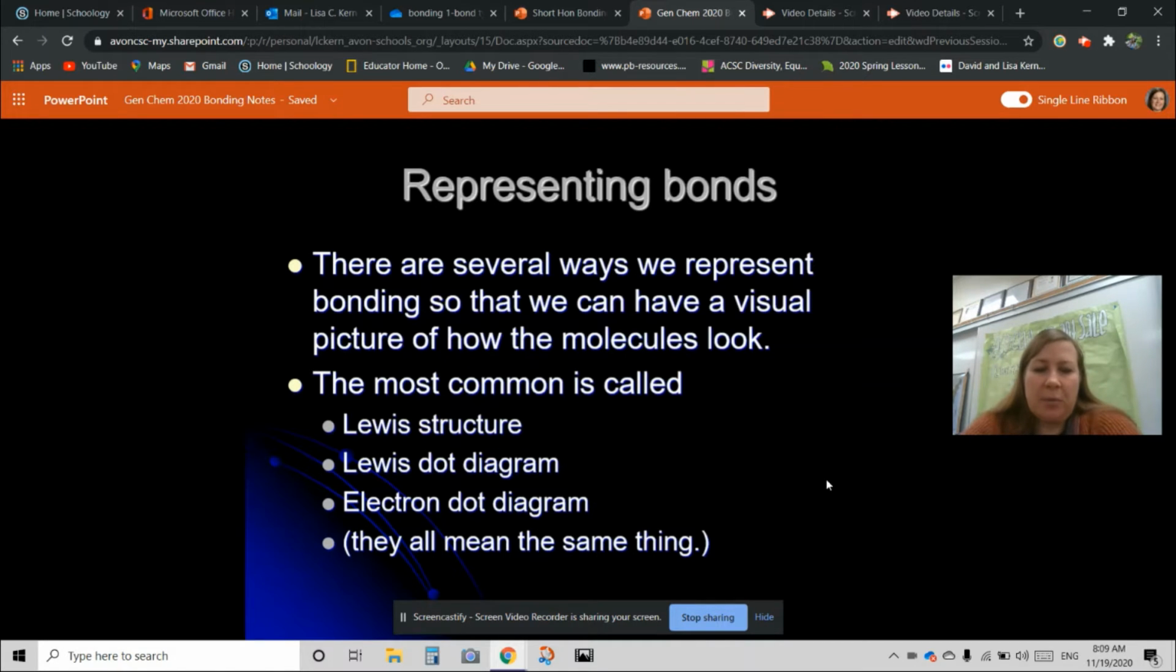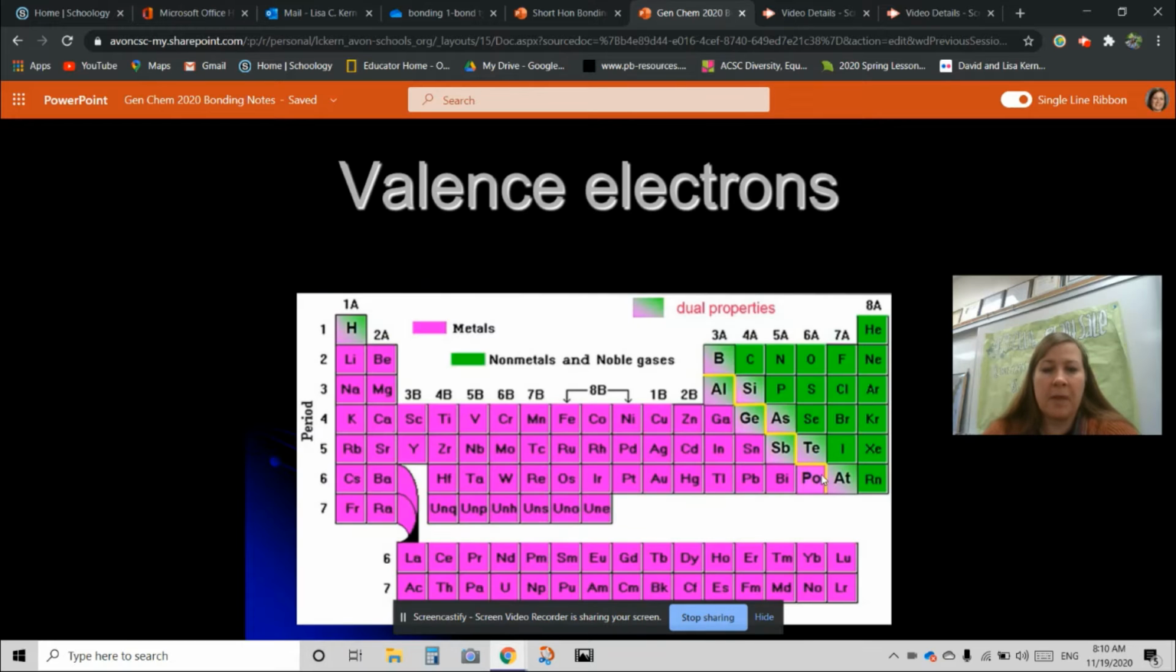There are several ways that we can represent bonding so that we have a visual picture of what molecules look like. The most common that we've talked about a little bit before is the Lewis structure or the Lewis dot diagram or an electron dot diagram. It all means the same thing.